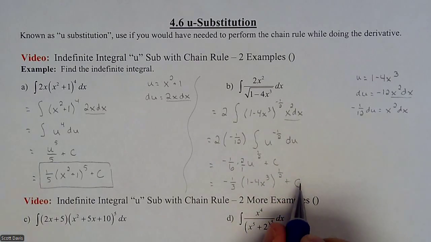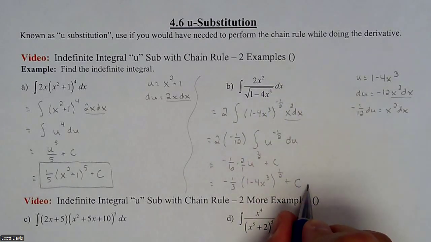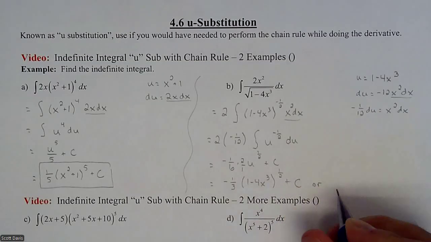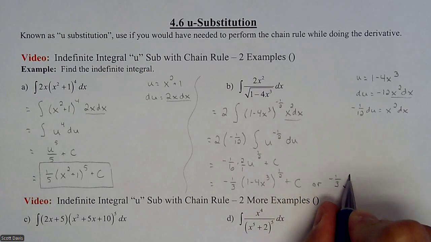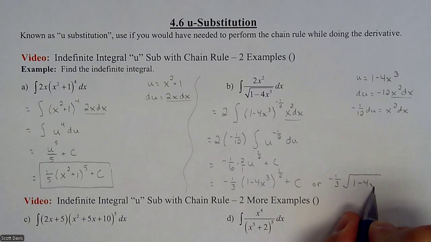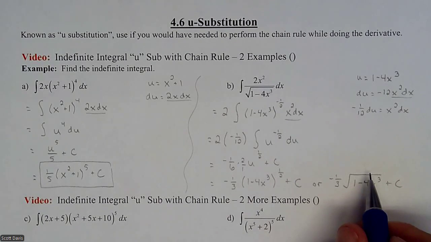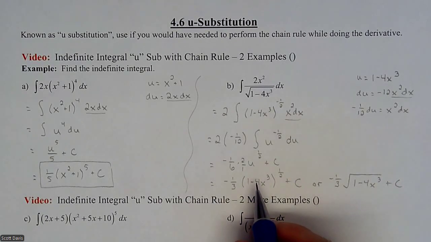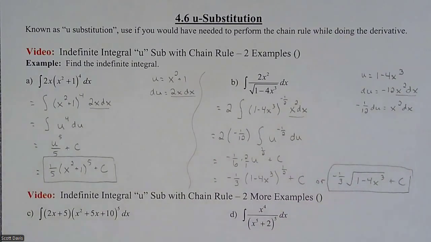So this is absolutely an okay answer. Sometimes our original problem, we have to go back to the same format as the original. The original had a radical in it, not a 1/2 power. So this might be fine, or we may be writing this as negative 1/3 square root of 1 minus 4x to the third plus c. So it just depends on whether whoever is accepting this answer is okay with this version of it, or whether we should pull it back to the original. And that was a couple problems involving u substitution.